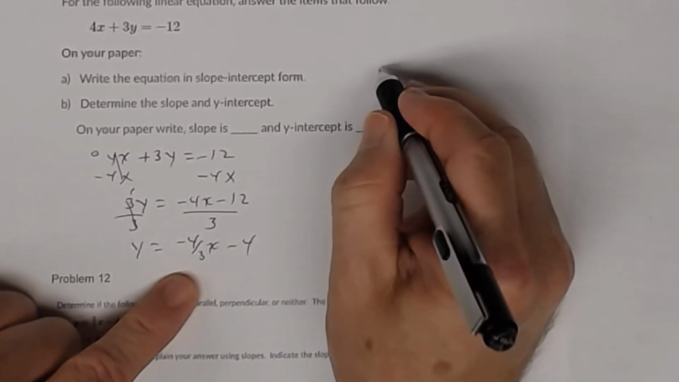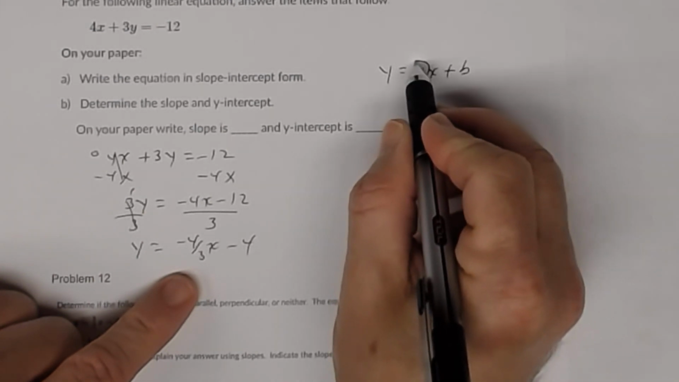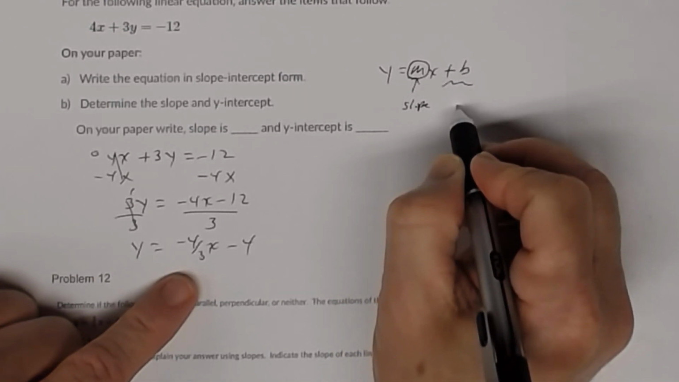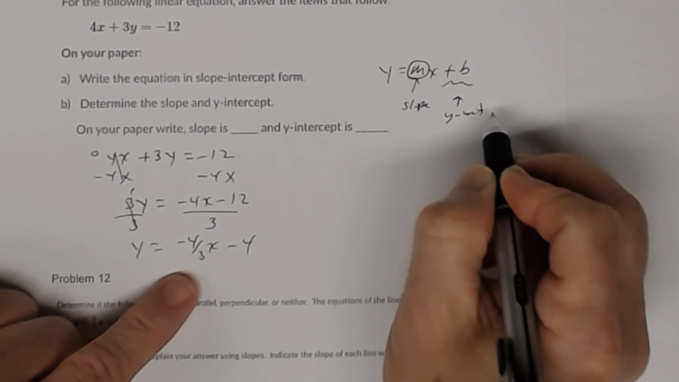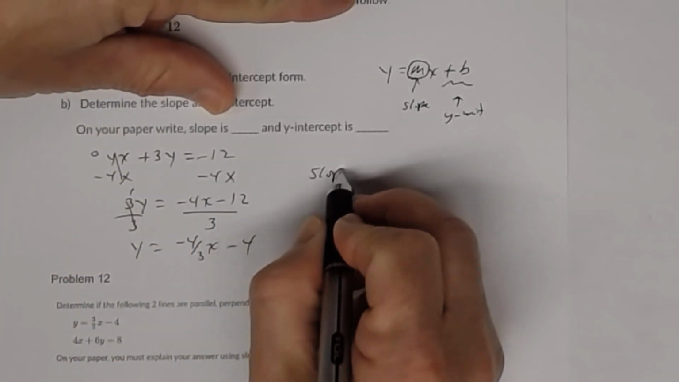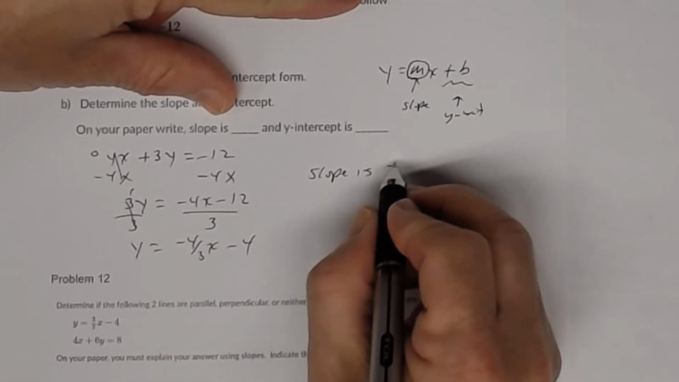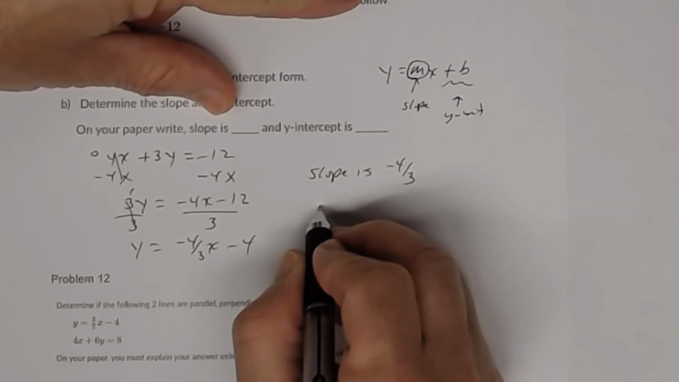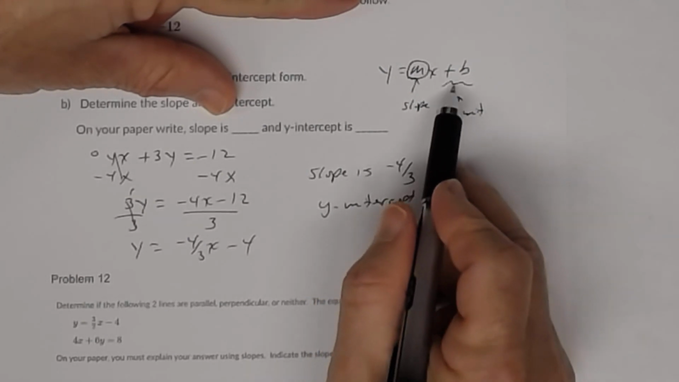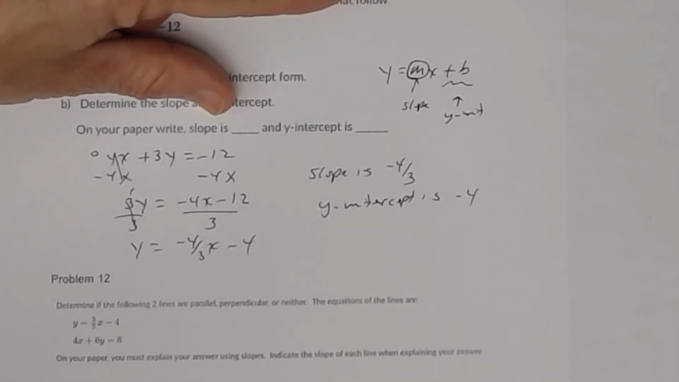And then once it's in slope-intercept form, remember slope-intercept form is y equals mx plus b. The coefficient of x is your slope, and that constant is your y-intercept. And so on your paper it says indicate the slope. So the slope is, in this case, negative 4/3. And the y-intercept is your constant, which in this case is a negative 4, not 4, but a negative 4.